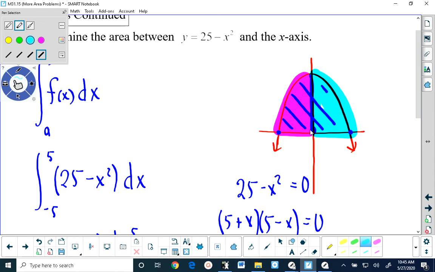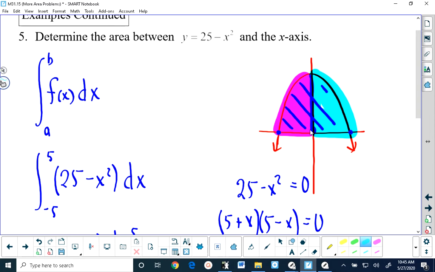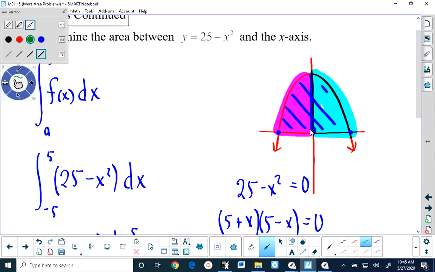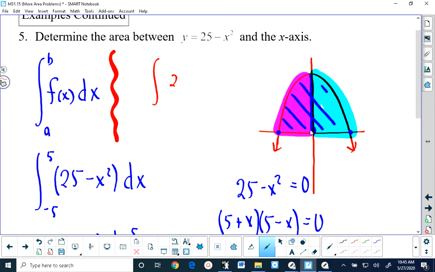And if that's the case, then rather than finding the integral from negative 5 to 5 of the function, what I would have done is found the integral of 25 minus x squared from 0 to 5. That way I don't have to deal with any negative 5 in my calculation, and I would double it.